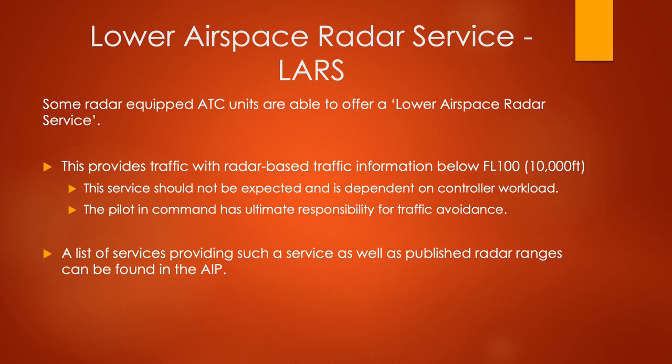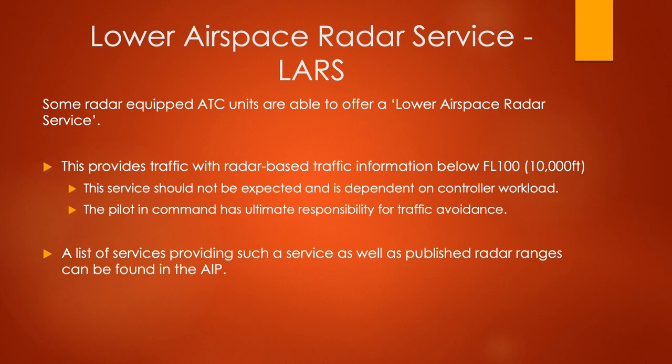Okay, the next thing we're going to look at is the lower airspace radar service. So some radar-equipped air traffic control units are able to offer a lower airspace radar service. This will be for aircraft generally lower down, so below 10,000 feet. Because there's so much traffic, they split it up so the traffic controller can deal with aircraft lower down or higher up. So they provide traffic with radar-based traffic, so they'll be able to see them on a screen, and they can give them information, whether that's QNH information, or they might be able to offer other traffic information, such as a traffic service, which we'll go into shortly.